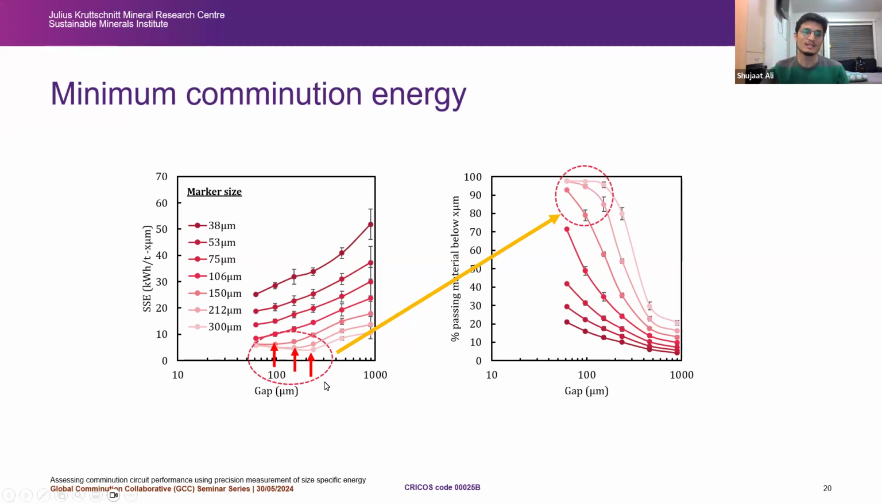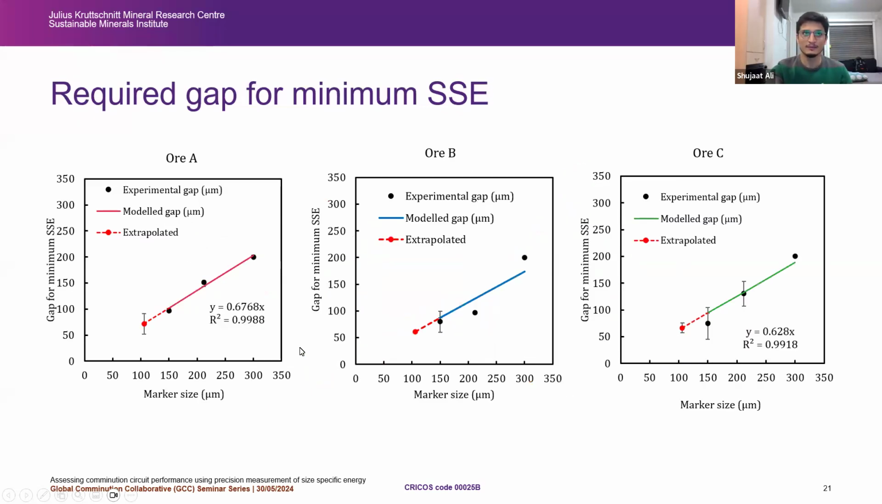But then what I do instead is use this data, because now I know the gap for the corresponding minimum size specific energies for at least 1 to 3 of these curves. And then I try to basically model or extrapolate the gap for my final marker sizes, right? And that is all I'm doing here. I have a gap for minimum size specific energy and marker size. And for all those 3 ores, I'm just extrapolating the gap and trying to find out another low point so that I can use that for my study, right?